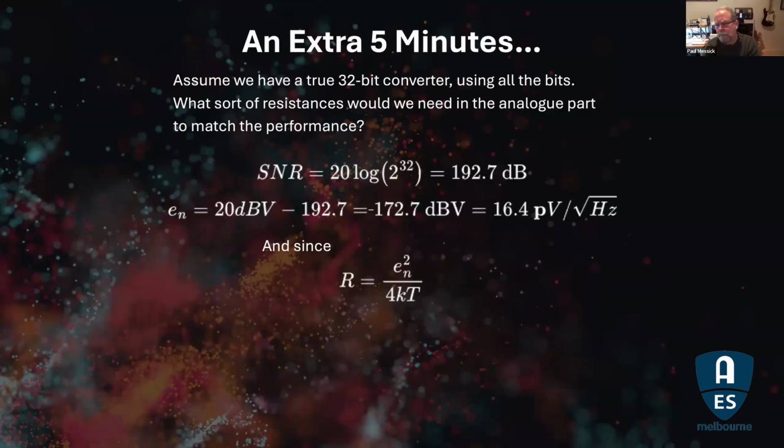The resistance is just rearranging that formula from before. So for 16.4 picovolts, that requires 16 milliohm resistances. And probably you don't have an op amp that's going to drive that. You don't have a microphone with that sort of output impedance. This doesn't work.